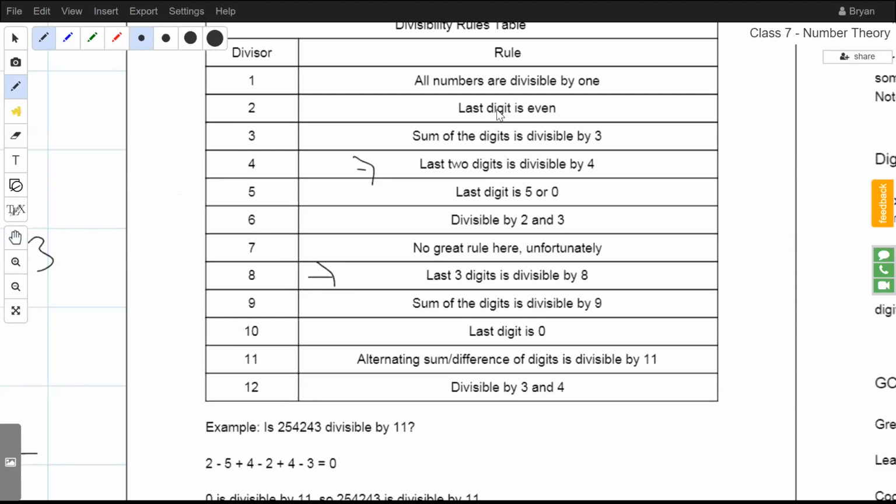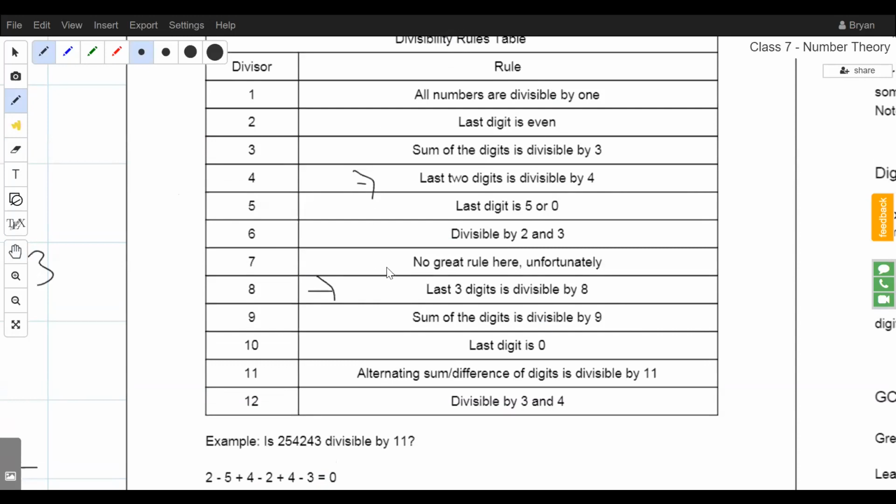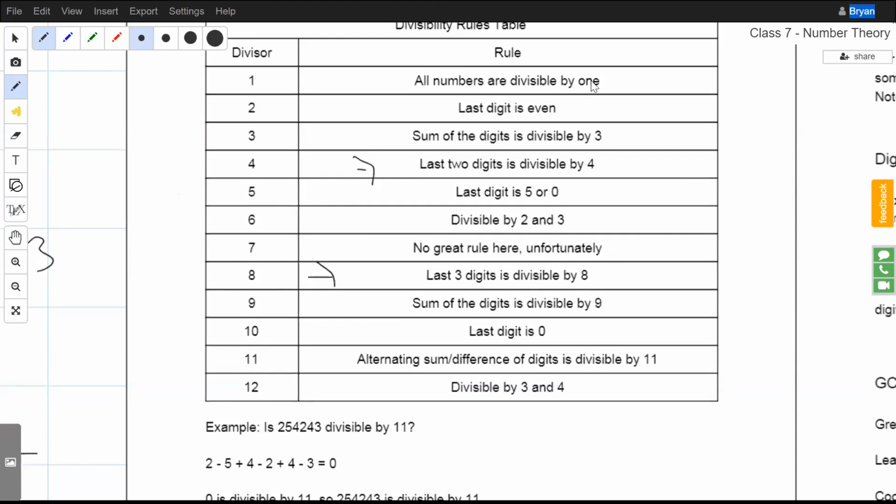And yes, I am aware there is a rule for 7. But I don't think it's very practical to remember, and I think you're just better off either ignoring it or just straight up dividing, as I don't even remember the rule for 7.